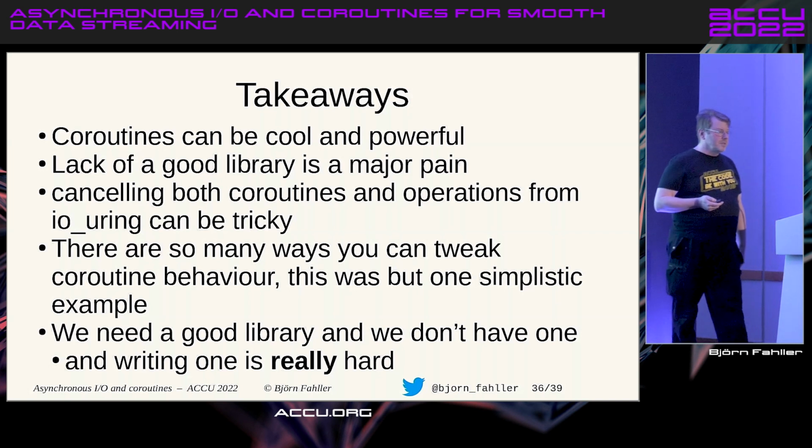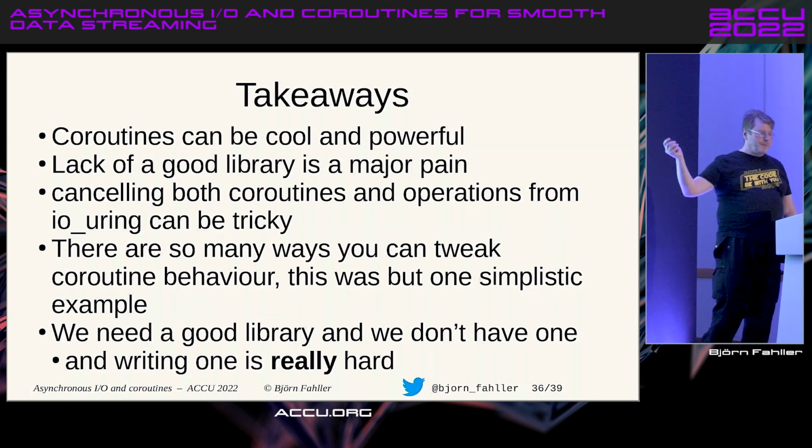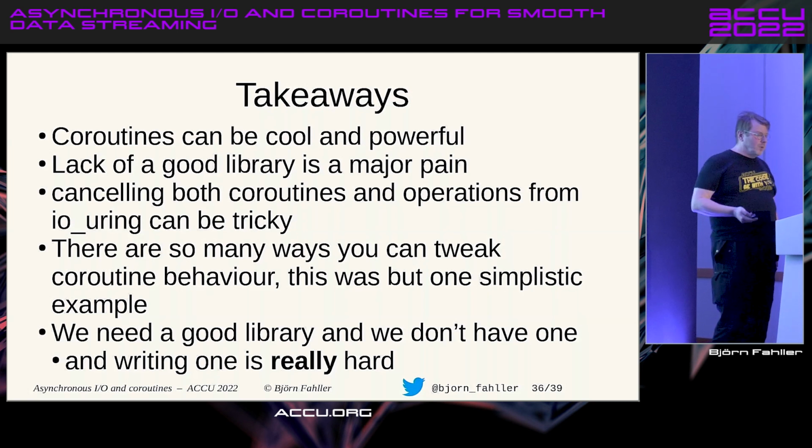So this example, I started writing saying it was simple, but it's not, it's simplistic. And I think we really need a good library, and we don't have one, and writing one is really, really, really hard. And I want to say that normally when I do a presentation where I have a lot of source code, I usually upload it to GitHub for people to look at. I'm not doing that with this one, because I fear that someone will not listen to what I say now. That is crap code. And they will download it and use it, and I will feel really bad about it. So I'm not going to upload it.